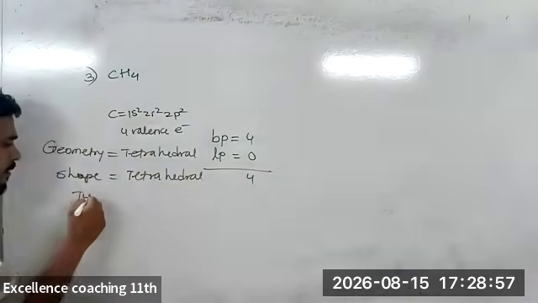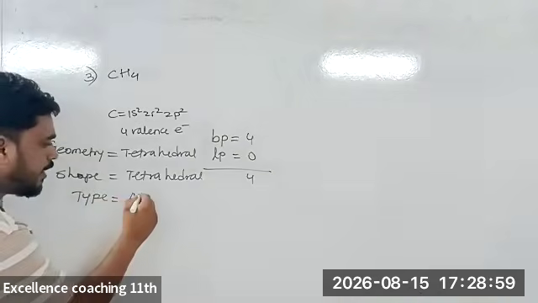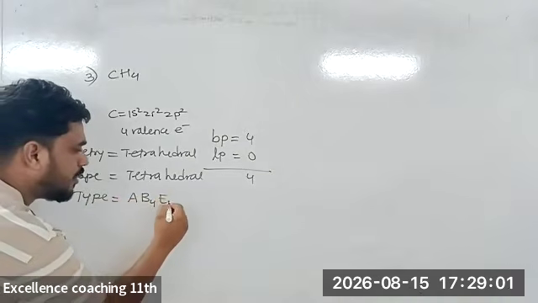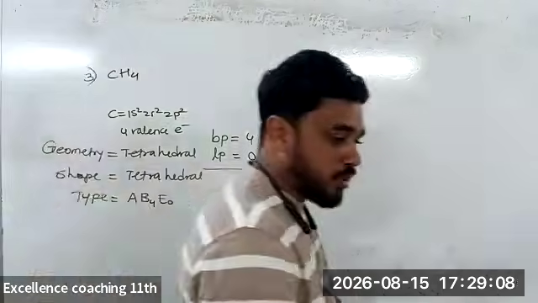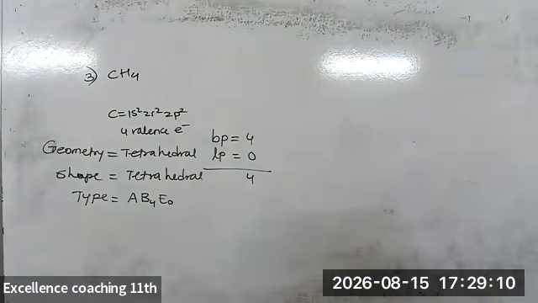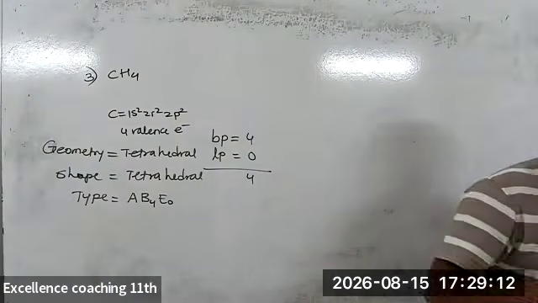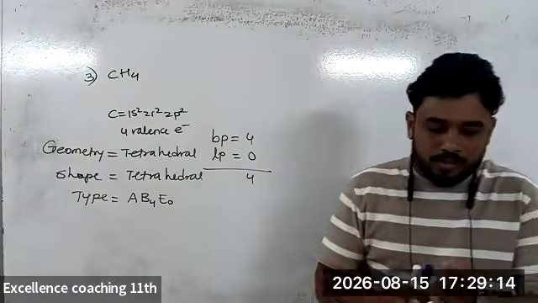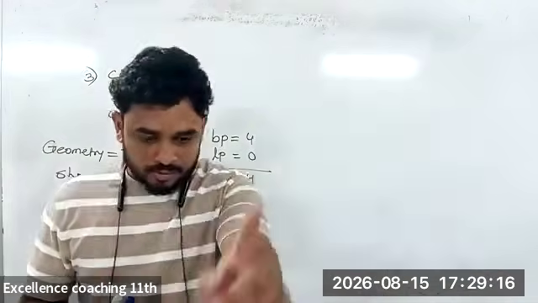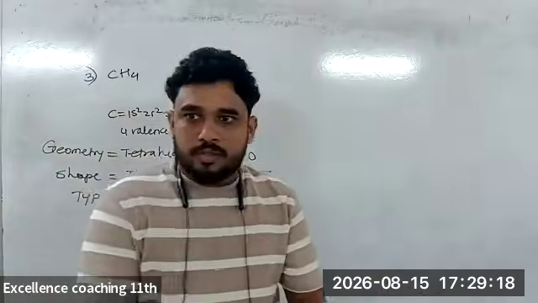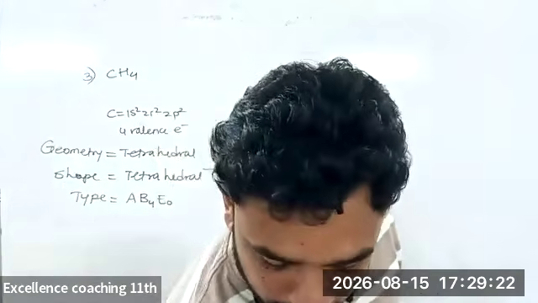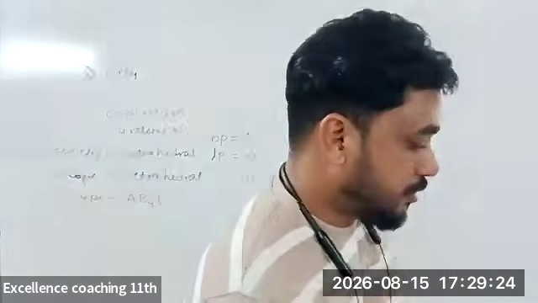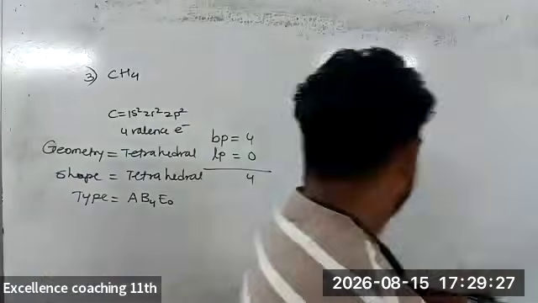Can you tell me the type here? AB4, L0, sometimes also written. So how does tetrahedral look like? The concept of structure is actually important there. Can you see this stand? First hydrogen, second hydrogen, third hydrogen, and fourth hydrogen. I will draw and show now.